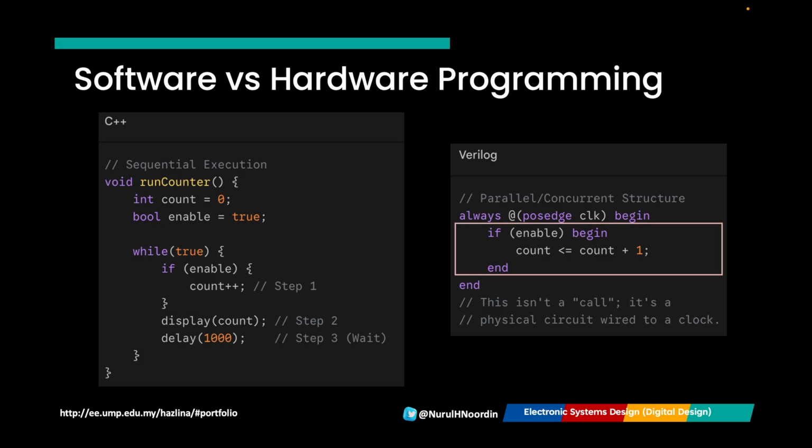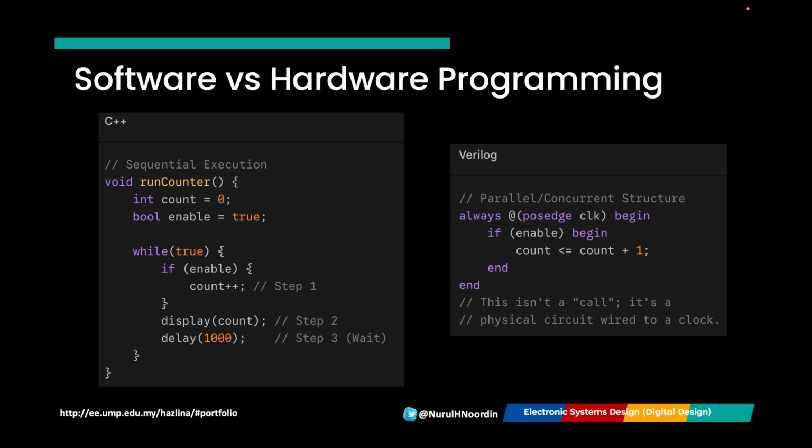Now, let's look at the Verilog side. Here, the counter isn't a list of instructions. It is a physical description. When you write this in HDL, you are telling the FPGA to wire up 4 specific flip-flops and an adder circuit. In hardware, the counter doesn't loop or wait for its turn. It exists as a dedicated piece of silicon. The moment the clock edge hits, the logic transitions instantly and simultaneously.